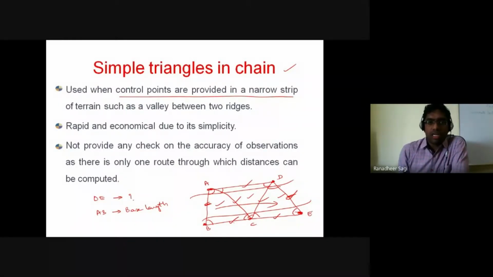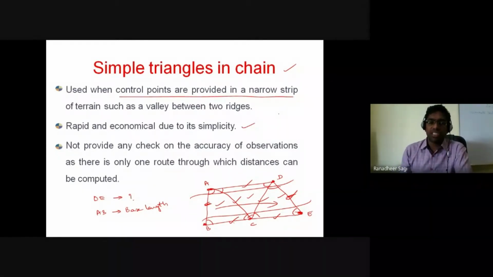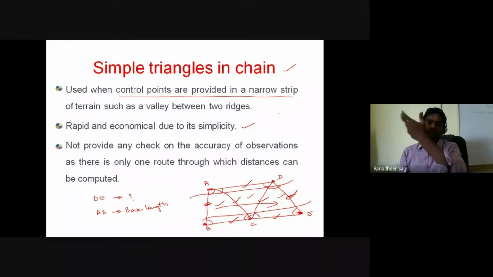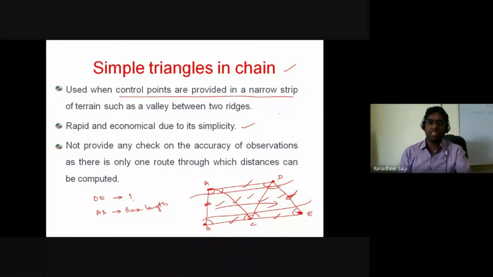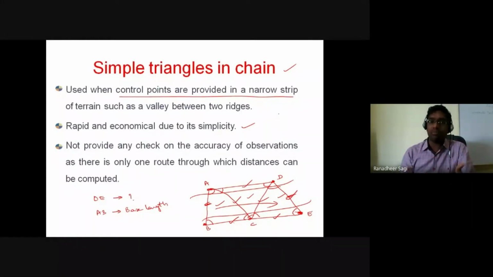However, this particular simple triangles in chain form is said to be rapid and economical because of its simplicity. Why do we say rapid? Because you are continuously finding the lengths of all the members in sequence. Whereas with a centered figure or something like that, you have more angles to be computed, more dimensions to be computed, and so on. So that's the reason why we say it is a relatively time-taking process.